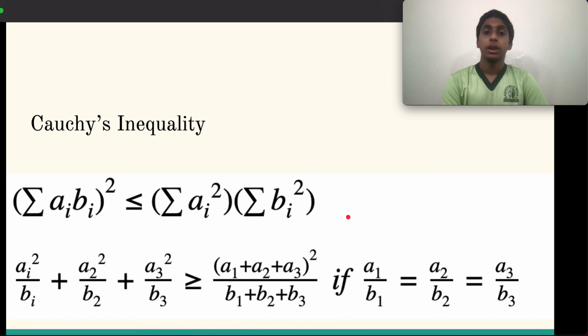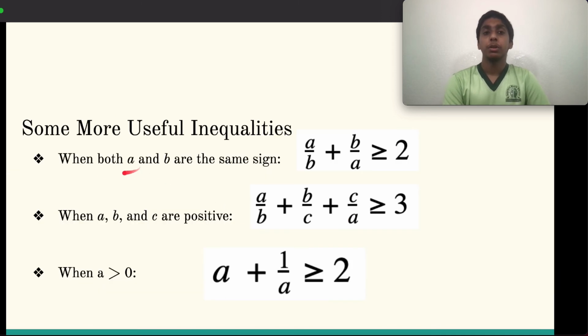Okay, and finally, we have some more useful inequalities. So when both A and B are the same sign, so if they're both positive or both negative, it doesn't matter, then A over B plus B over A is greater than or equal to 2. So again, if you have these two variables with the same sign, use this one. If you have A, B, and C and they're all positive, we are simply expanding it. So we're adding in the C over A, changing this to B over C, and changing it to 3 because we have 3 variables in here. A over B plus B over C plus C over A is greater than or equal to 3. So just a simple change on this one. If you know this inequality, you know this one.